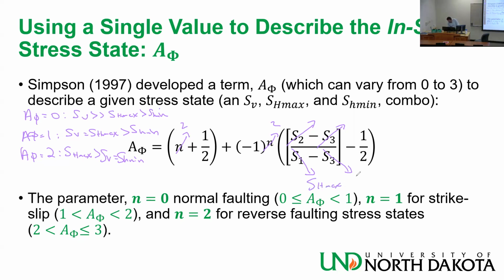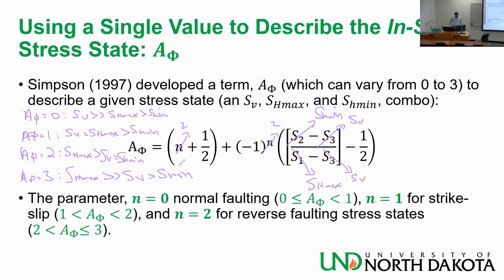S1 is SH max, SV is S3, SH mean is the intermediate, and now you are going to be ranging from alpha phi equals 2, where, what we said there, SH max is bigger than SV, which is roughly equal but bigger than SH mean, to alpha phi equals 3, which is the highest possible alpha phi value, where SH max will be way bigger than SV, which is bigger than SH mean.